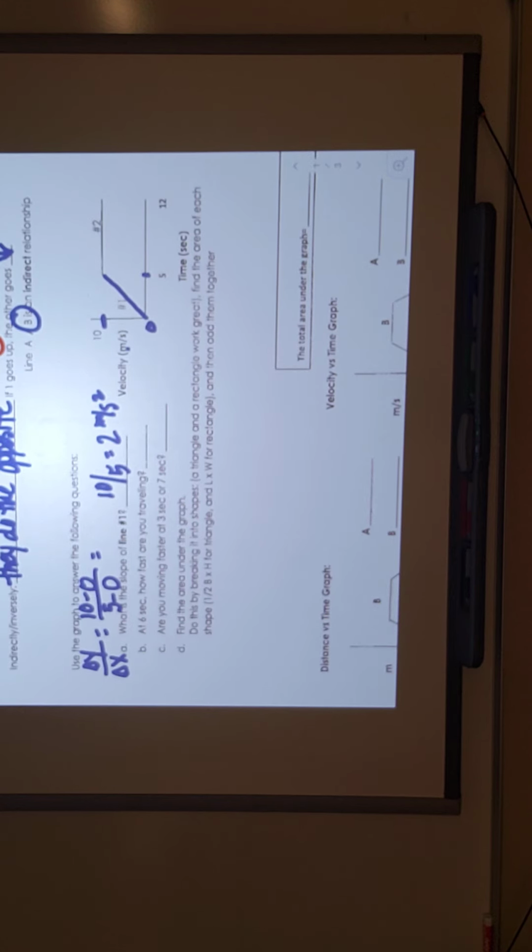So you're gonna look over here, here's 5 seconds, 6 would be a little bit higher, we go up to there or so, and we look and see that we are traveling at 10 meters per second. Are you moving faster at 3 seconds, which would be right about there, or 7 seconds, which would be right about there? Moving it up, you are moving faster at 7 seconds.